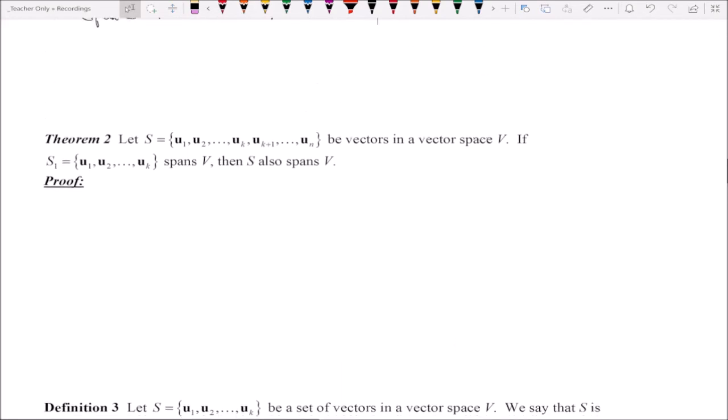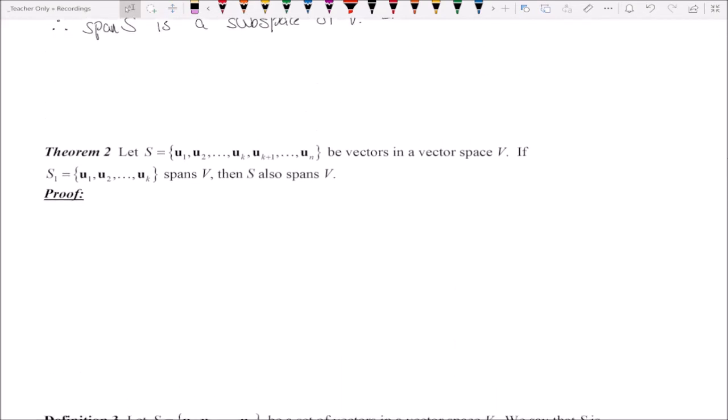Now if we let S be a set of vectors U1, U2, so on and so forth, UK, UK plus 1, so on and so forth, UN, be vectors in a vector space V. If S1, which is the vectors U1 through UK, spans V, then S also spans V. In other words, if you have a spanning set and you add vectors to it, the result also is a spanning set.